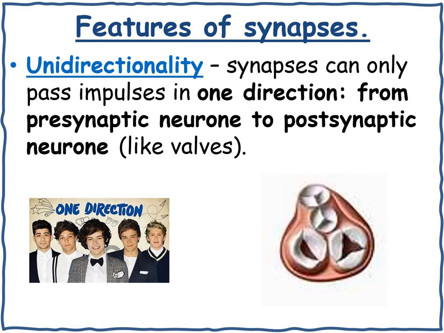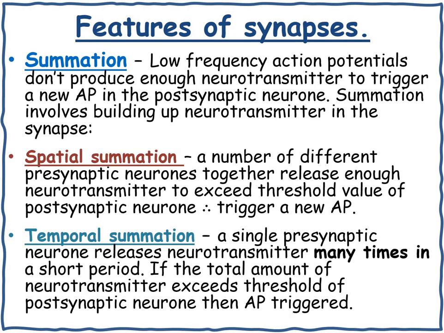Features of synapses. They are unidirectional. So synapses can only pass impulses in one direction, from the presynaptic neuron to the postsynaptic neuron. Summation. So low frequency action potentials don't produce enough neurotransmitter to trigger a new action potential in the postsynaptic neuron. Summation involves building up neurotransmitter in the synapse. And there are two types.